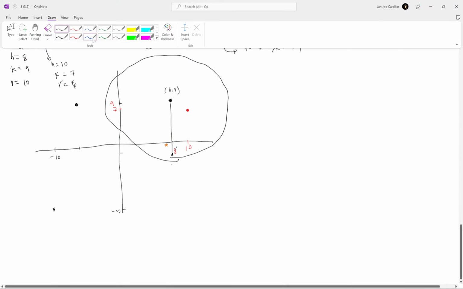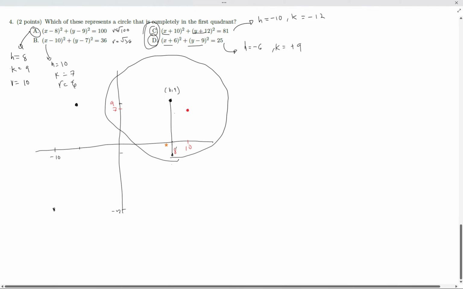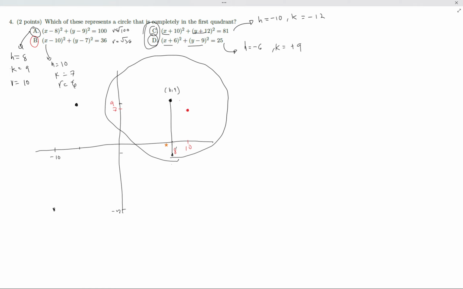Now, I hope it's clear now that the remaining circle, represented by B, is probably the best candidate here. If not, then we don't have a choice among these given choices. It says that the farthest point must be 6 units away from the center. Starting from 7, 6 units below would mean 7 minus 6, or positive 1. So one of the farthest points of that circle must be located here.